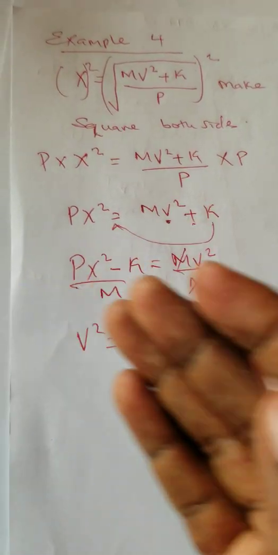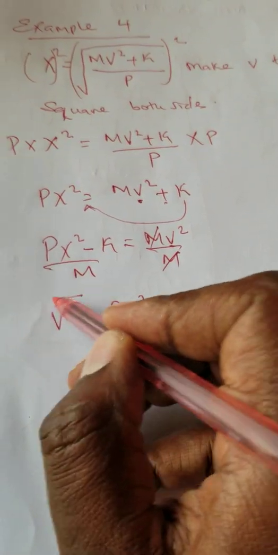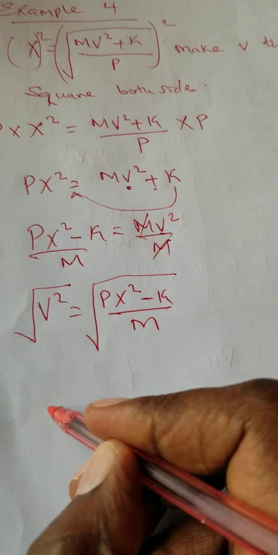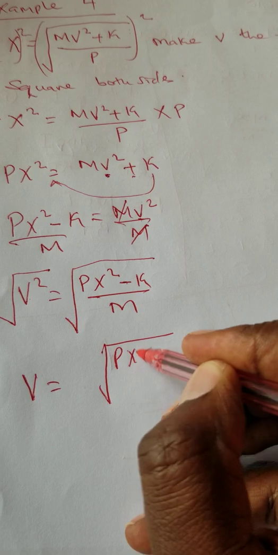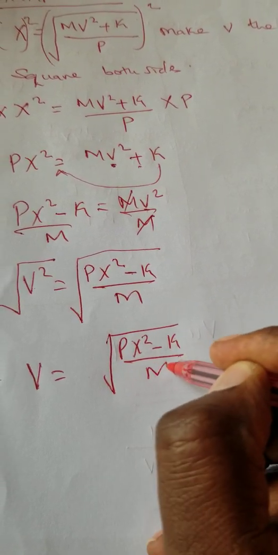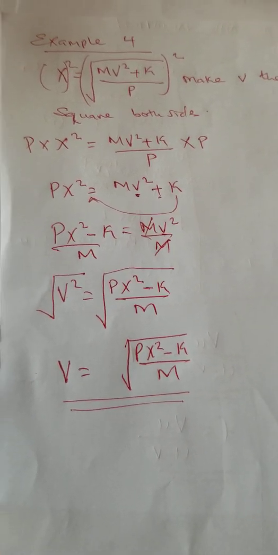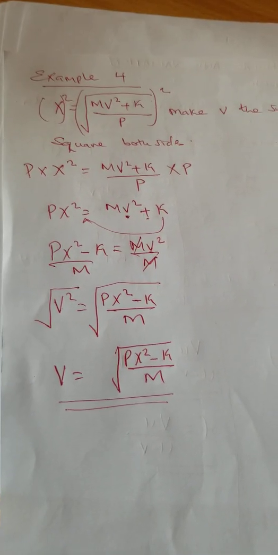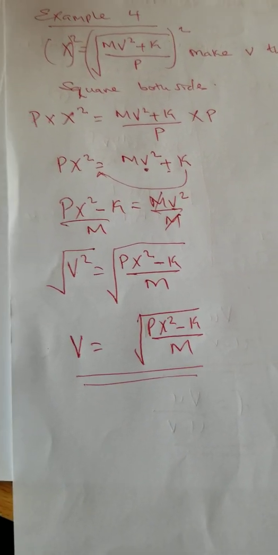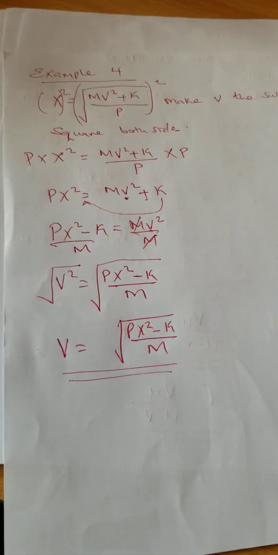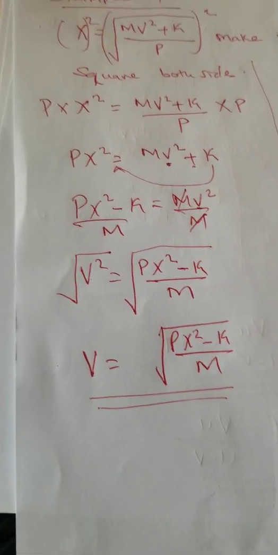I have just started v squared on this side. Then this is v squared. We want v, so we get the square root. So v is equal to the square root of px squared minus k over m. There you are. You have already made v the subject. So each question is done on its own merit, depending on the way it is. That's very good. I hope it is clear. If it is not clear, you can send your questions, maybe on this forum or otherwise.